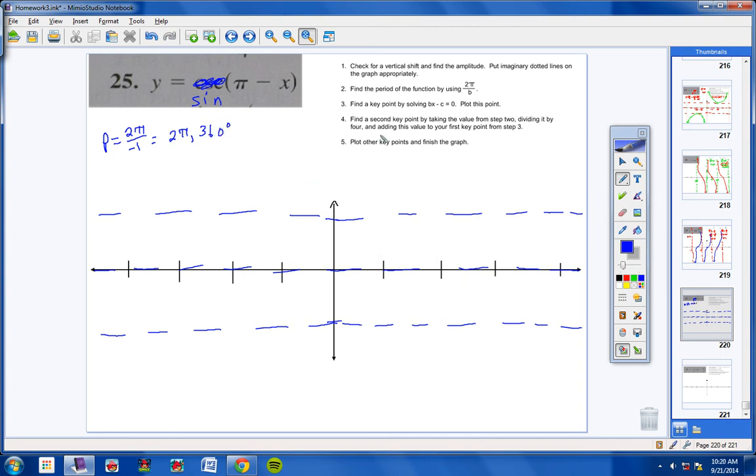Now, we're going to find a key point. So we take the entire expression x, pi minus x, and according to step 3, we set it equal to 0. So it's a positive pi. We're going to bring the pi over and make it negative pi. So we have negative x equals negative pi. Then divide both sides by negative 1 and x equals pi. So my first key point, the x value is going to be 180 degrees. Okay, pi, 180. Let's go ahead and put 180 in for my x right here.